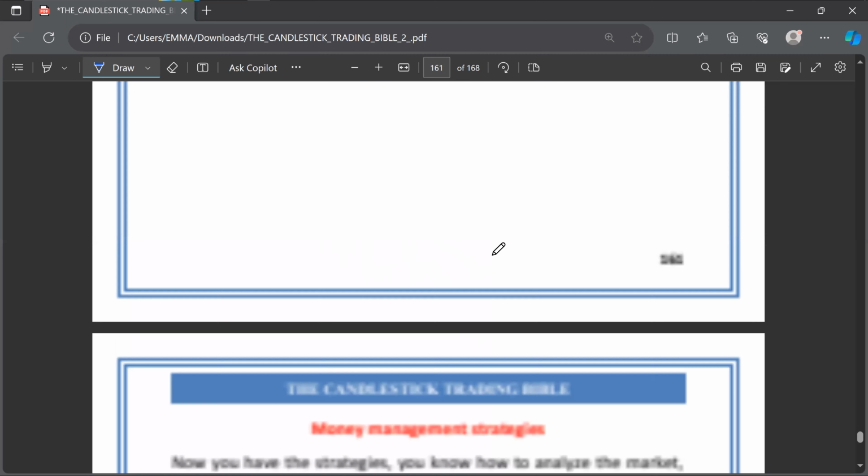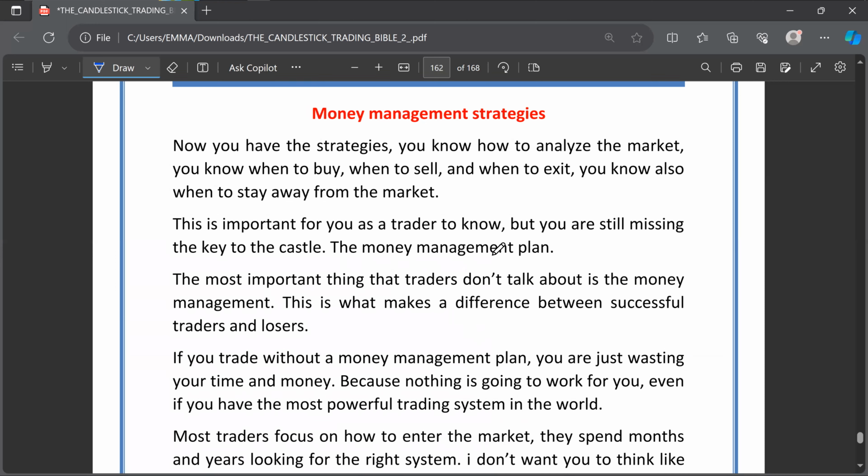So that is it. We also look at the money management for this kind of strategy, right? We looked at a money management example, the first example, in the recent previous video. So let's see what is going to happen here. Now that you have the strategies, you know how to analyze the market. You know when to buy, when to sell, and when to exit. You also know when to stay away from the market. This is important for you as a trader to know, but you are still missing the key to the castle, right? And the key to the castle is what?